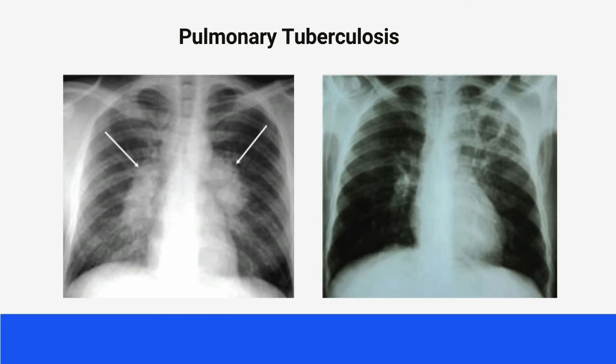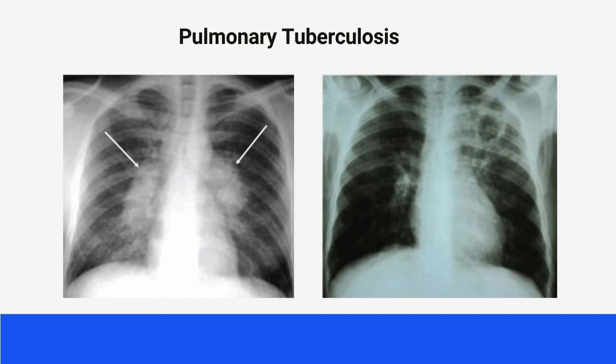Pulmonary tuberculosis is a chronic specific lung infection caused by tubercle bacilli, and there are a variety of findings we can find on chest X-rays in a case of pulmonary tuberculosis. The most common findings are presented here.